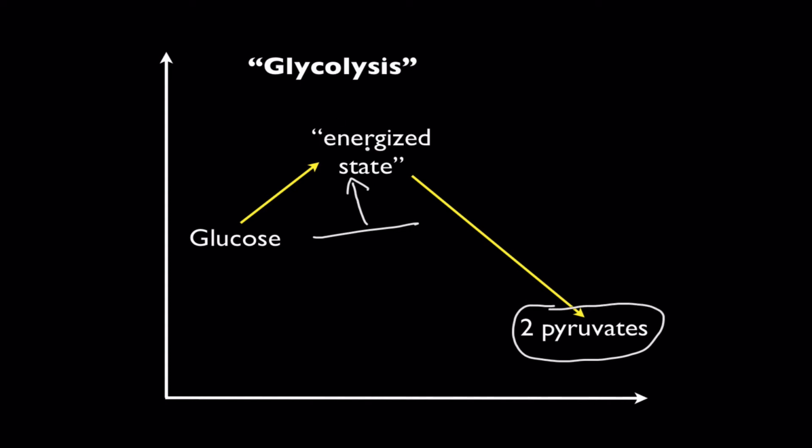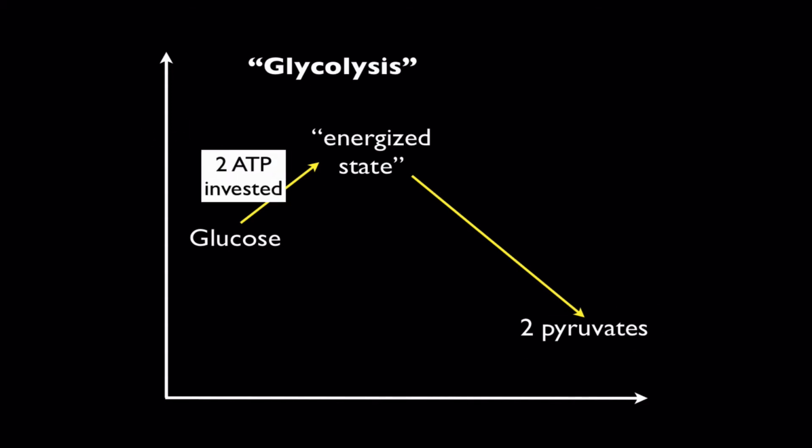Now, if you look in your textbook, there are lots and lots of steps happening here and lots of steps happening here. You're not responsible for knowing all those different steps. And this molecule here, the energized state, it has a name, but again, I'm not worried about you knowing the name for that. Now, the raising up of glucose to the energized state is, of course, uphill. So it's going to require some energy, and that energy is coming from 2 ATPs. So we have to invest 2 ATP molecules to get it to this point.